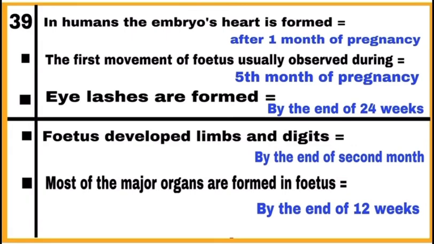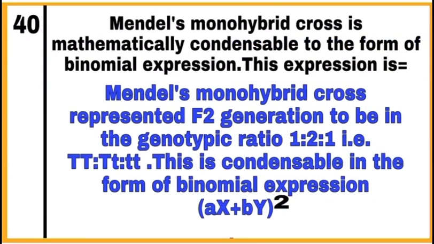Point 39. In humans, the embryo's heart is formed after 1 month of pregnancy. The first movement of fetus usually observed during 5th month of pregnancy. Eyelashes are formed by the end of 24 weeks. Fetus developed limbs and digits by the end of 2nd month, and most of the major organs are formed in fetus by the end of 12 weeks.